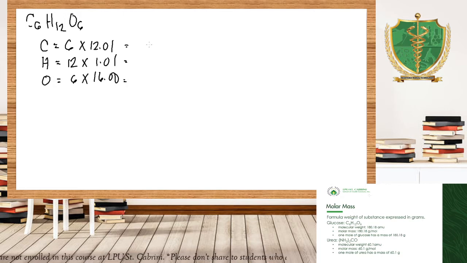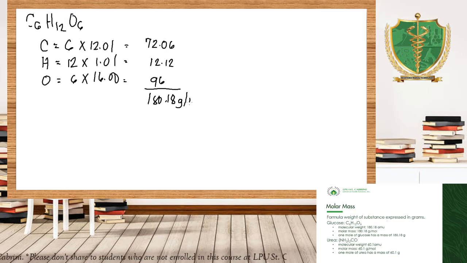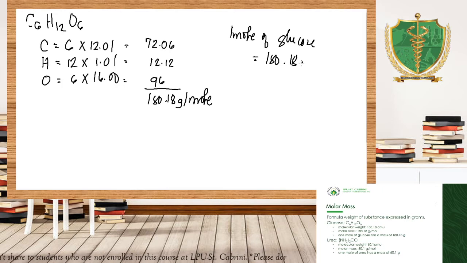12.01 times 6 is 72.06. 12 times 1.01 is 12.12. 16 times 6 is 96. So, we get the sum of this, which equals 180.18 grams per mole. Therefore, we can say that 1 mole of glucose is equal to 180.18 grams.